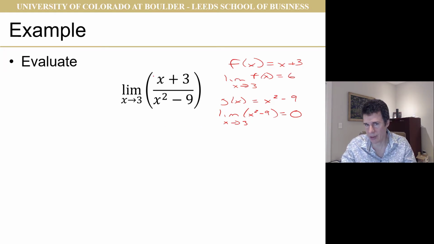And if we think about what's going on with this function, as x gets close to 3, the numerator is close to 6, and the denominator is close to 0, so it gets smaller and smaller and smaller. A number like 6, or any number, divided by a number which is getting smaller and smaller and smaller, is going to infinity, so this limit does not exist.